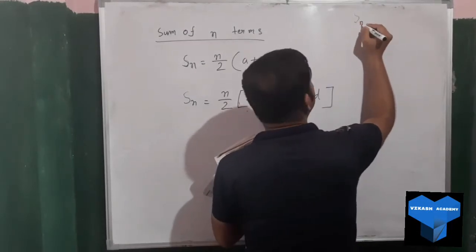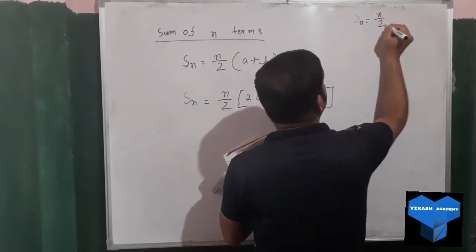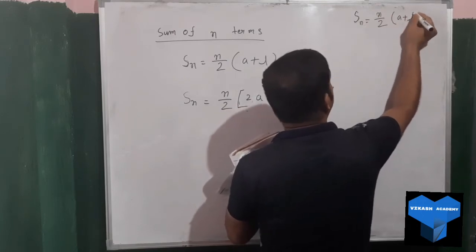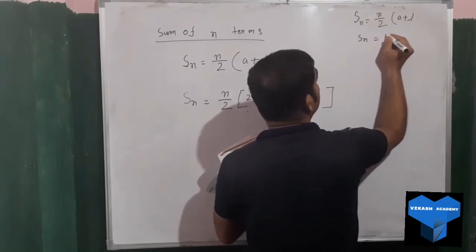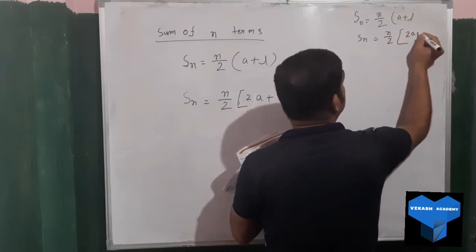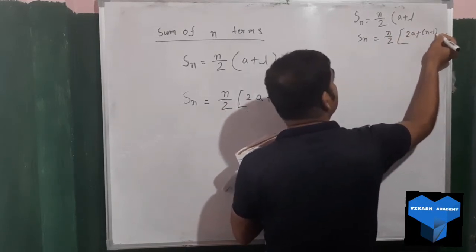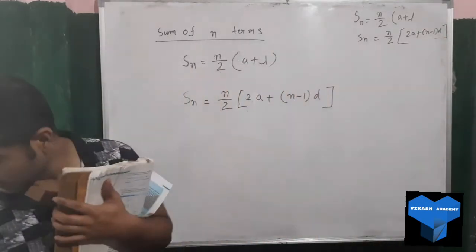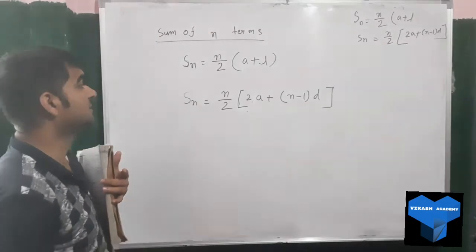I will write down these two formulas here. First one: Sn is equal to n by 2 into (a plus l). Second one: Sn is equal to n by 2, then bracket 2a plus (n minus 1) into d. So both formulas I have written here. Now let us start with the exercise.